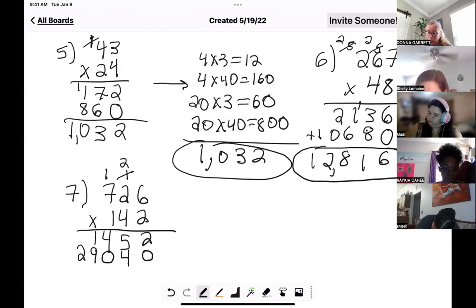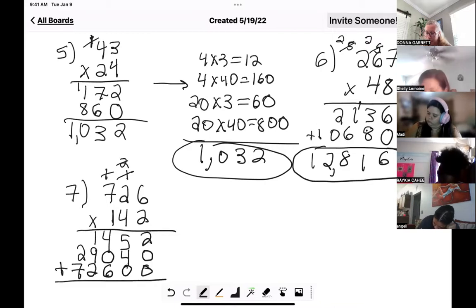Now, because the 1 is in the 100 spot, we add 2 zeros. I'm going to cross out my little numbers on top because I already used them. 1 times 6 is 6. 1 times 2 is 2. And 1 times 7 is 7. And now I can add down.